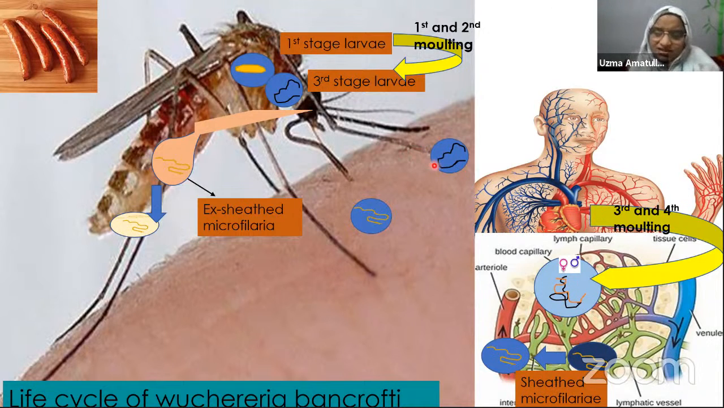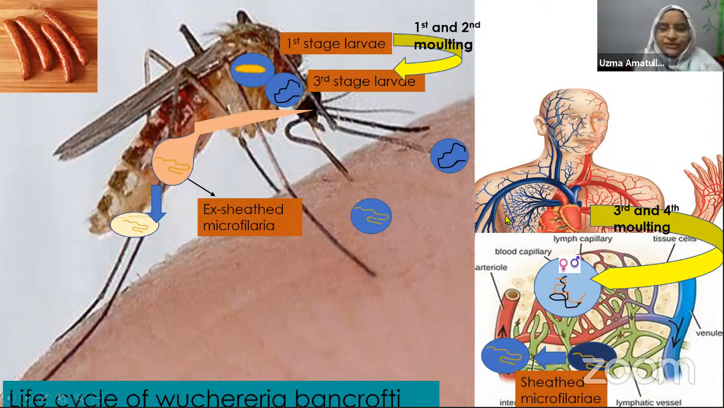And then what happens? From the blood circulation, it will travel to the lymphatic vessels. In the lymphatic vessels, two moltings take place, third molting and fourth molting. Then it will become a young worm. This young worm will grow in size, development takes place, and it will attain sexual maturity and become adult worms. Now these adult worms in the lymphatic vessels copulate, and then the female releases the sheathed microfilaria and that cycle continues again.